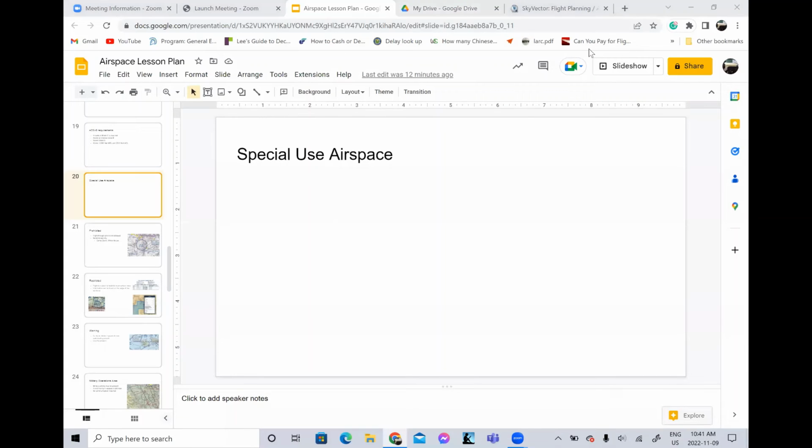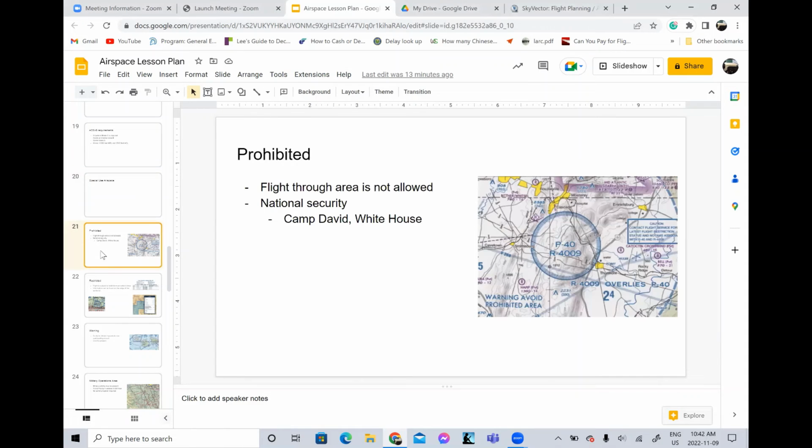Okay, so now we're going to go into special use airspace. In operating in these airspaces, there's special activity taking place that does not usually take place in controlled or uncontrolled airspace. So let's start with prohibited airspace.